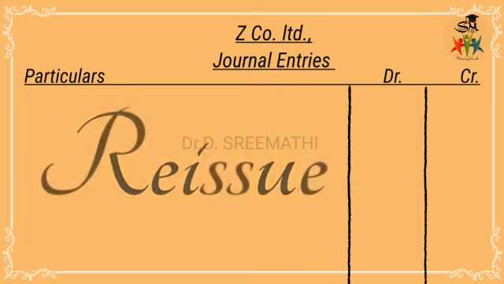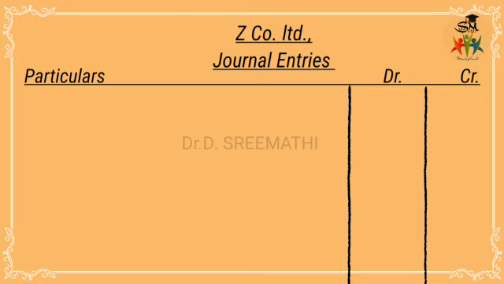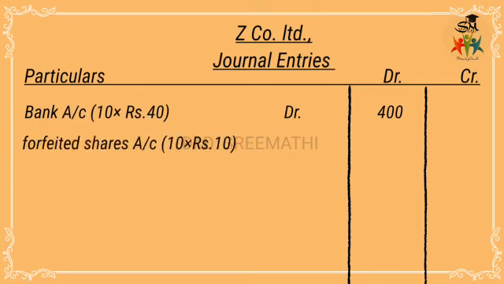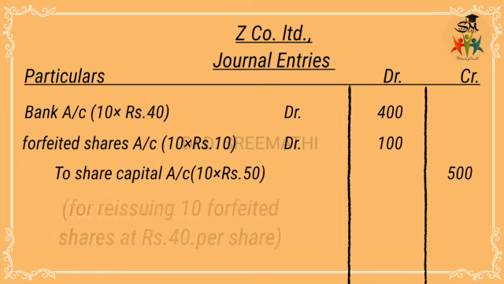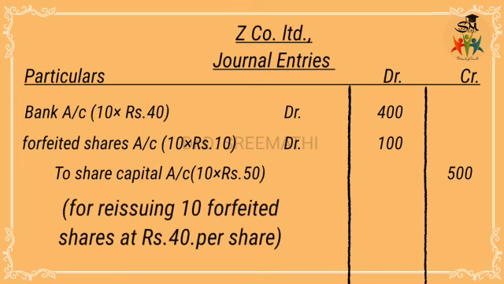And then we have to reissue, that is, the board of directors decided to reissue the shares. For how much? It is fully paid on receipt of 400. So bank account debit 400. The face value of the share is actually 500, right? So here we have to debit the forfeited shares account, 10 shares multiplied by 10 rupees, it is 100. Then to share capital account, 10 shares multiplied by 50, so 500 rupees. Now the debit equals the credit.